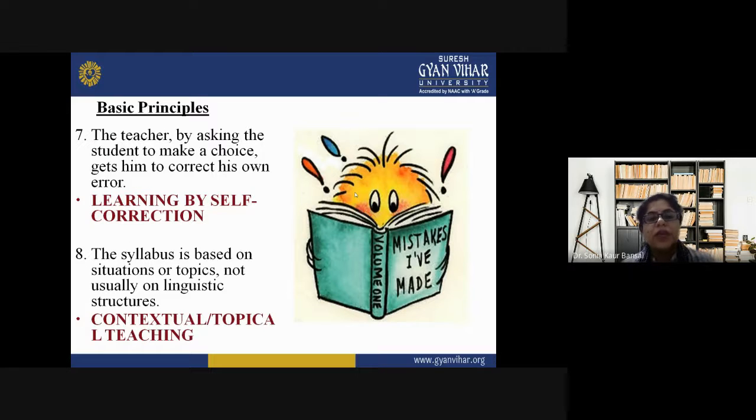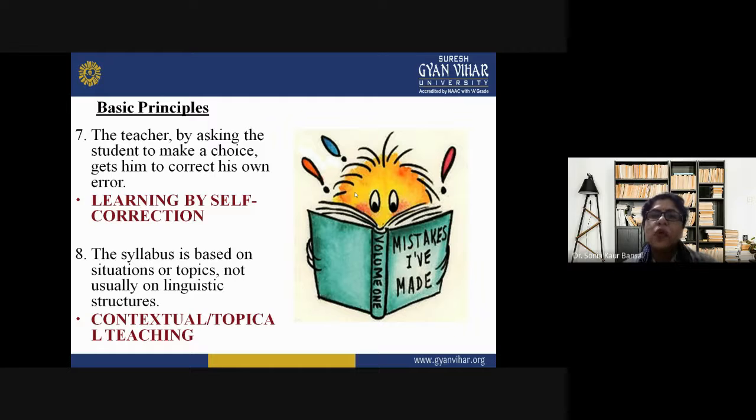Now, seventhly, we are discussing that the teacher asking the student to make a choice gets him to correct his own error. So it is like learning by self-correction. Students, it is happily accepted by a teacher if the child is making mistakes in the classroom. No matter if the child has made the mistake, actually the child is learning by self-correction.